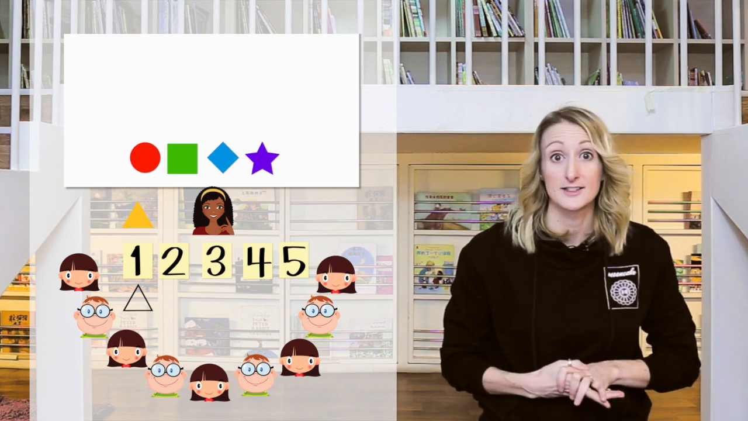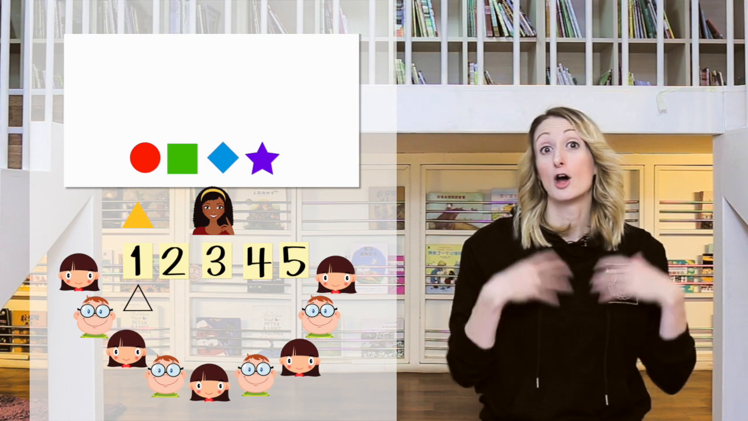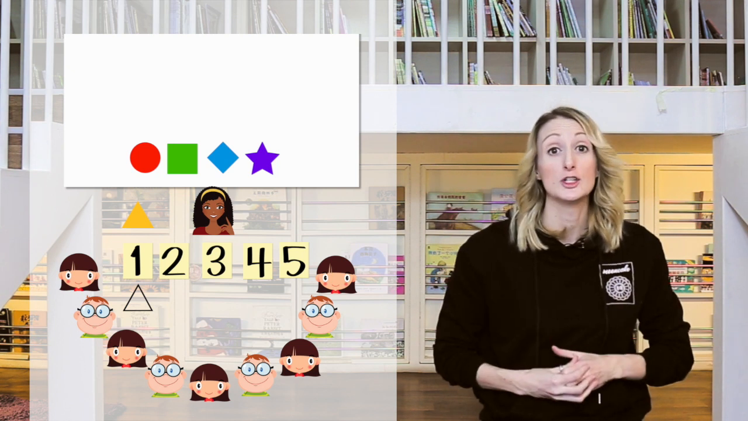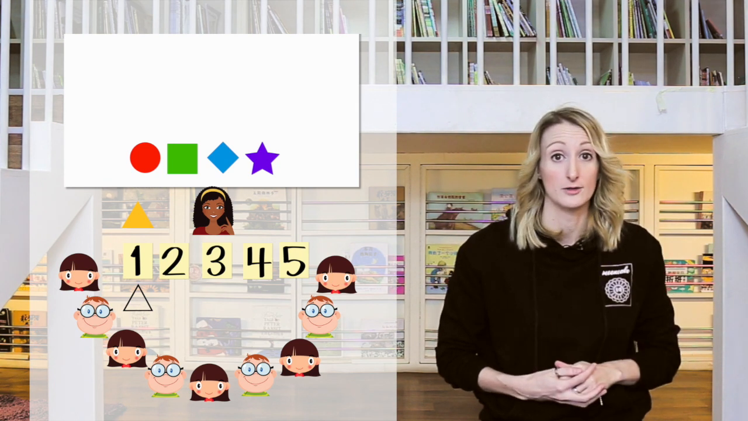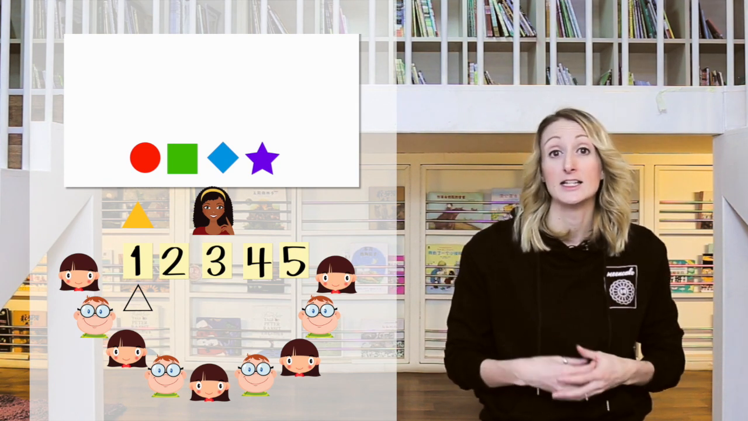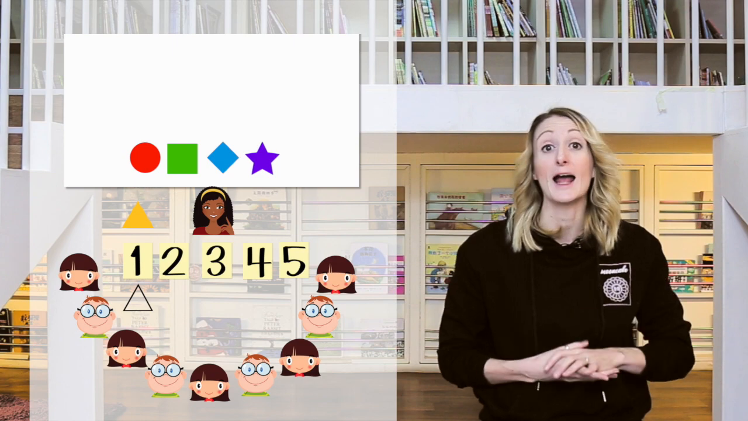Next, you're going to ask the class, how many triangles? How many triangles? How many triangles? You're then going to have the whole class as a group answer the question, there is 1 triangle, or to simplify, 1 triangle. Keep going again and again until all the numbers have been matched with a shape and quantity.